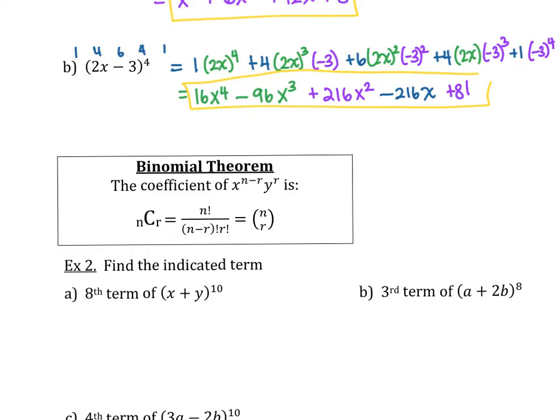Okay, now let's look at the n and the r. Okay, the n is the degree of the binomial.